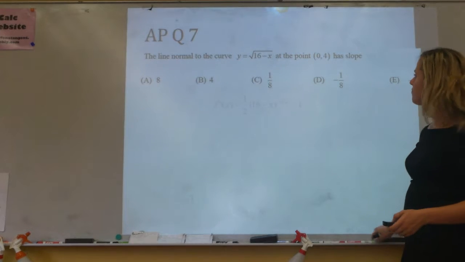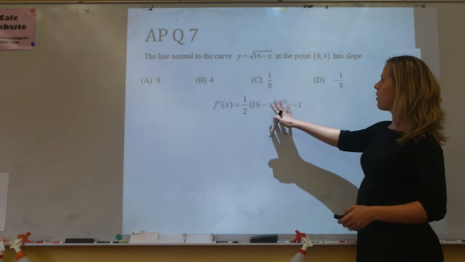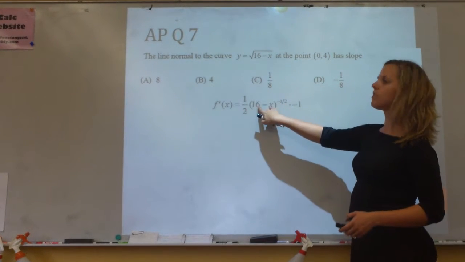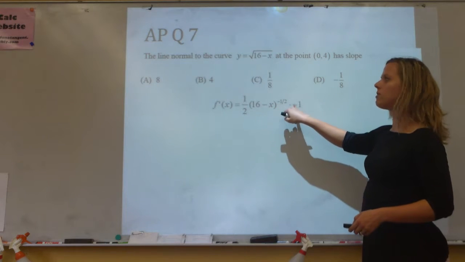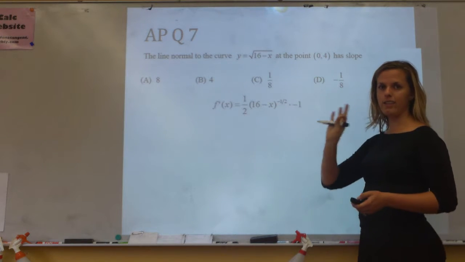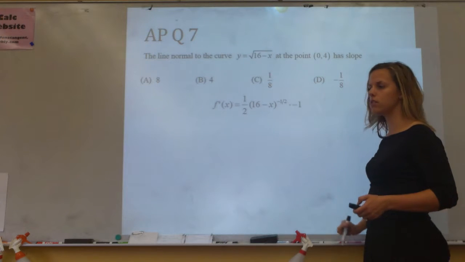All right, and we're back. So I rewrote it as 1/2. The derivative is 1/2, 16 minus x to the negative 1/2 times -1. It's the derivative of the inside. You got that? A little pat on the back is good.